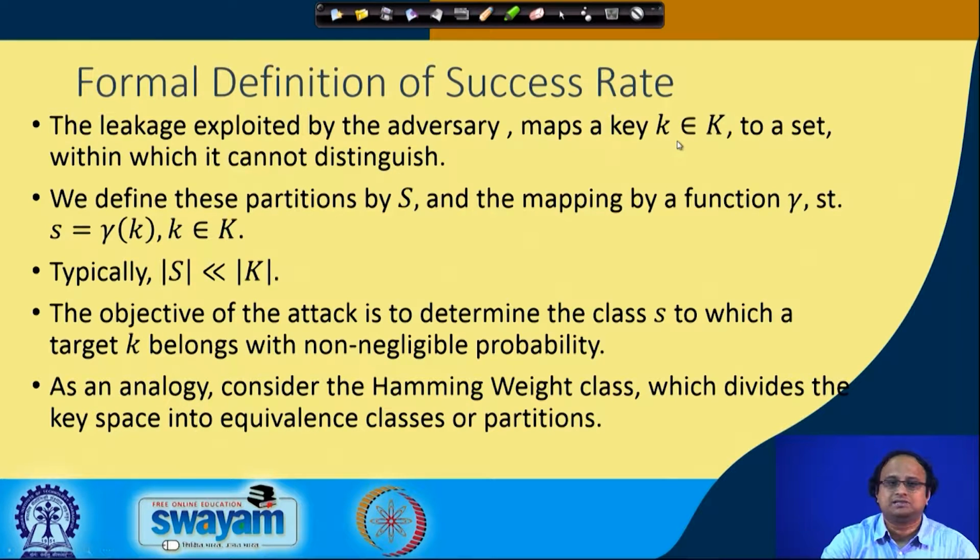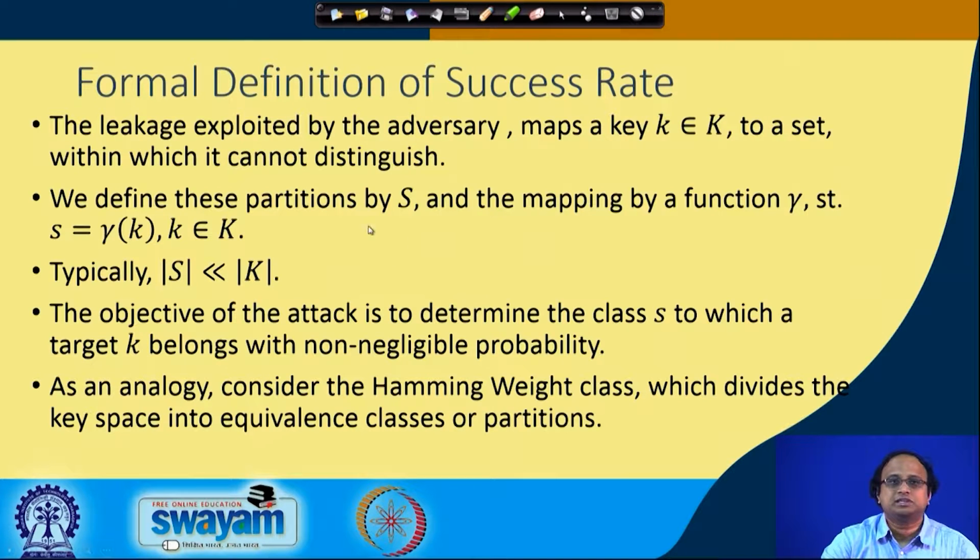So, for example, it can say that it belongs to a Hamming class, say 4, but within 4 there could be several possible keys whose Hamming weights are 4, and it may not be able to distinguish among them. So, we define these partitions by a notation S, and the mapping from the key space K to the space S is denoted by a function.